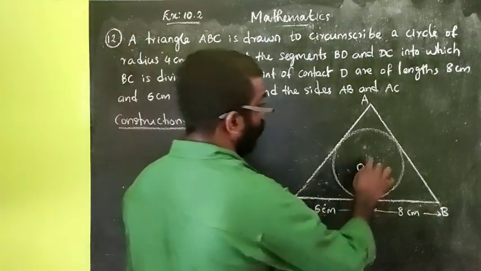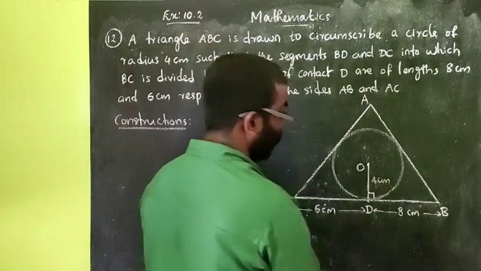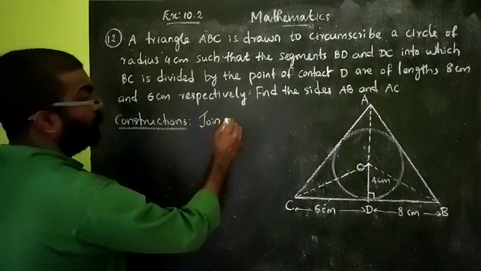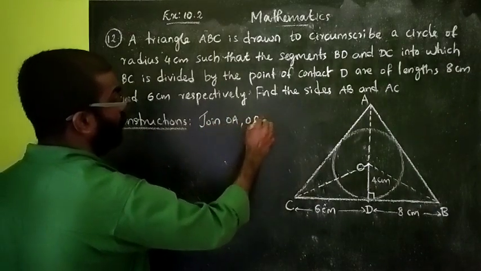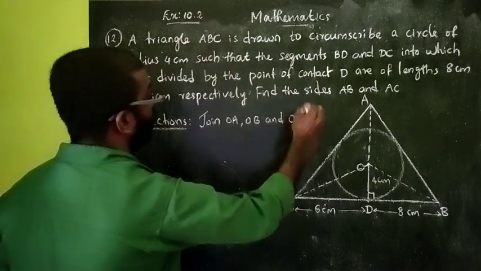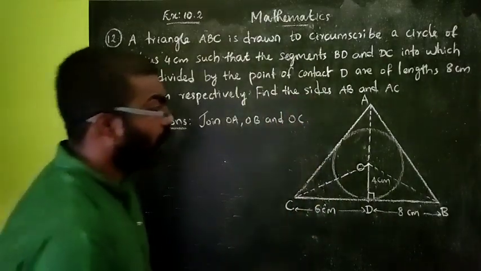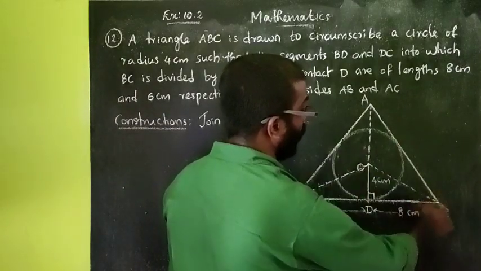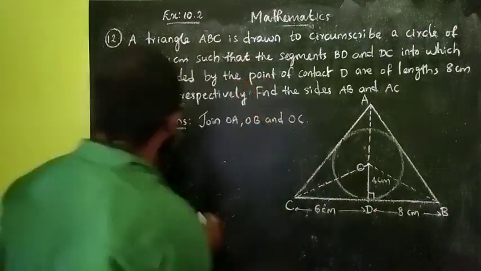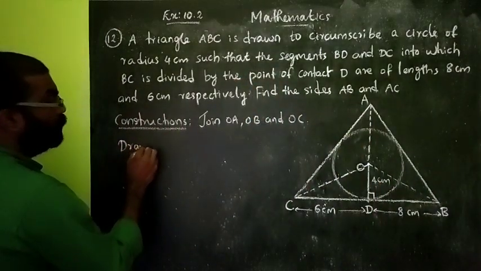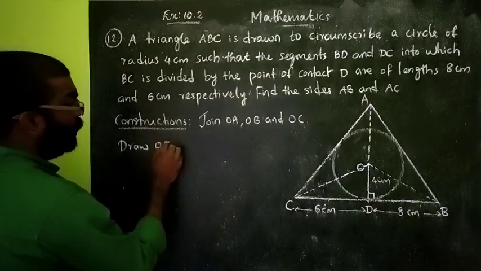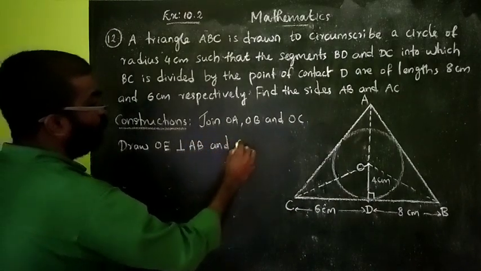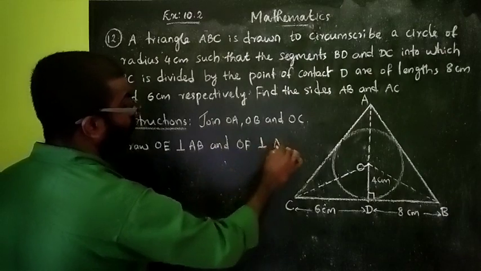We can join OA, OB and OC. Here we can write: join OA, OB and OC. Now one more thing is, we have to draw perpendiculars from the center O to the side AB and also to the side AC. Here we can write: draw OE perpendicular to AB and OF perpendicular to AC.